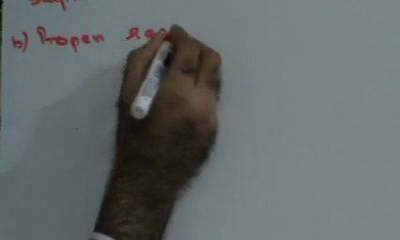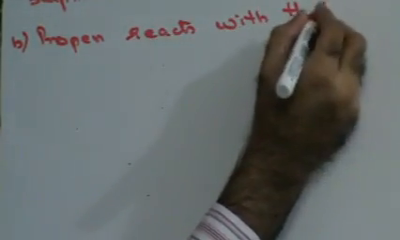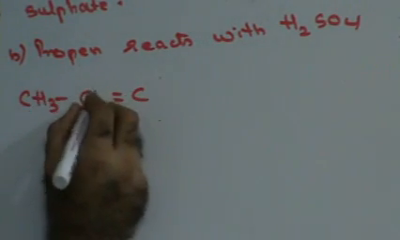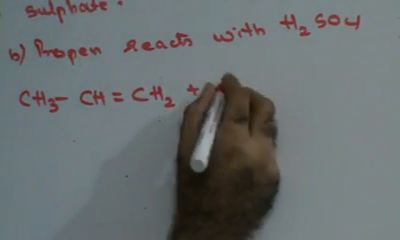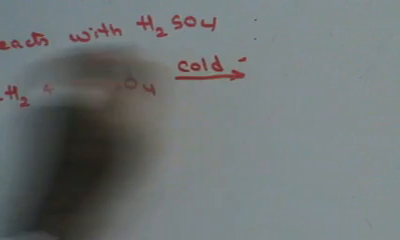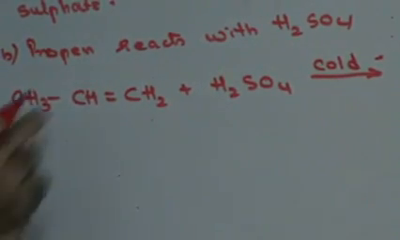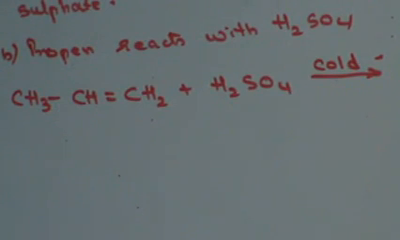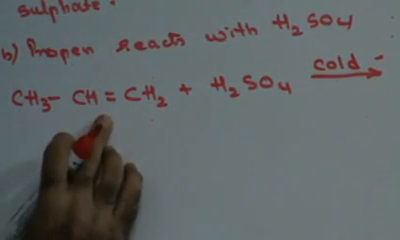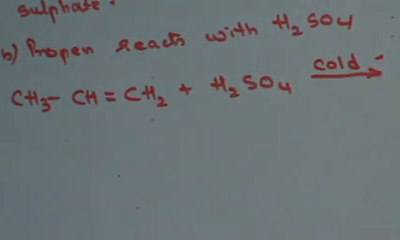Propene reacts with sulfuric acid. Propene, three carbon atoms, double bond, CH3CH=CH2 reacts with sulfuric acid, H2SO4, cold reaction. Now here you have an asymmetrical compound reacting with an asymmetrical reagent. Therefore, you will have to use Markovnikov's rule. What does Markovnikov's rule state? When an asymmetrical compound reacts with an asymmetrical reagent, then the negative part of the reagent combines with that carbon atom containing least number of hydrogen atoms.